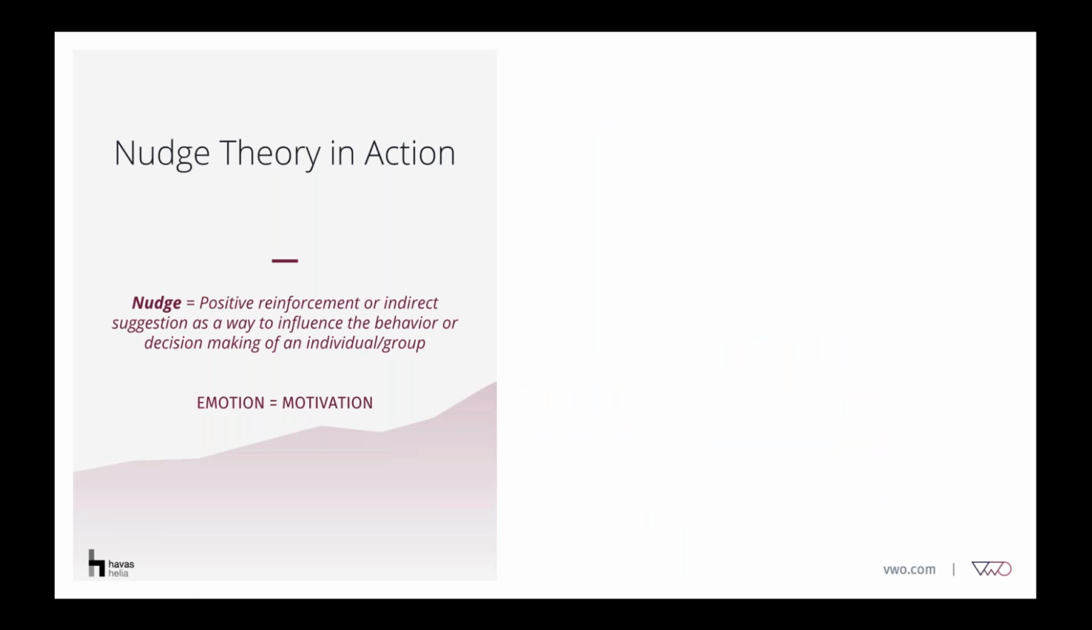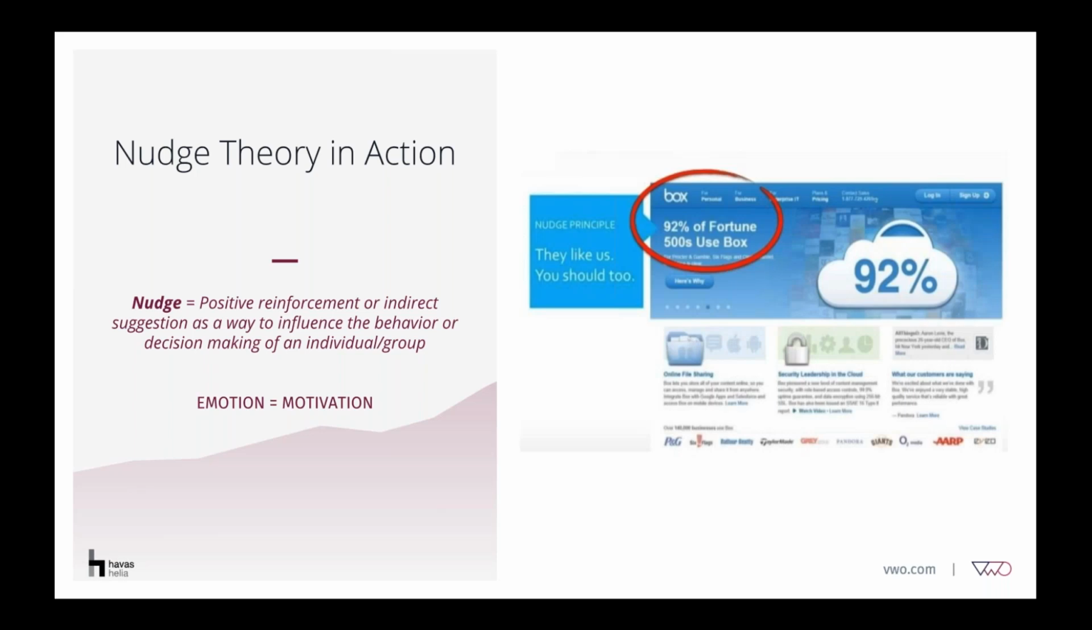Next we have the nudge theory. Nudge is basically a positive reinforcement or an indirect way of suggesting things to your visitors or users for them to understand and take a better decision out of it. So the idea of nudge is to bring an emotional reaction out of your users, which works as a motivation or an action item for your user to take action.